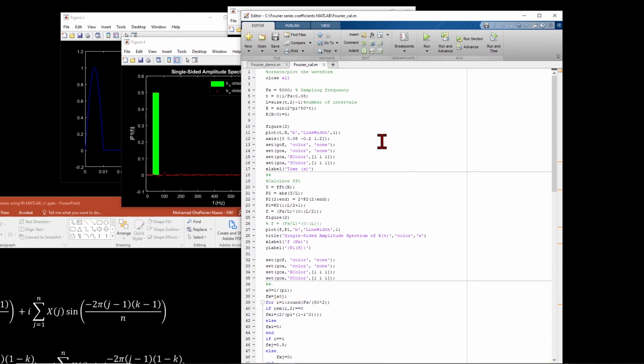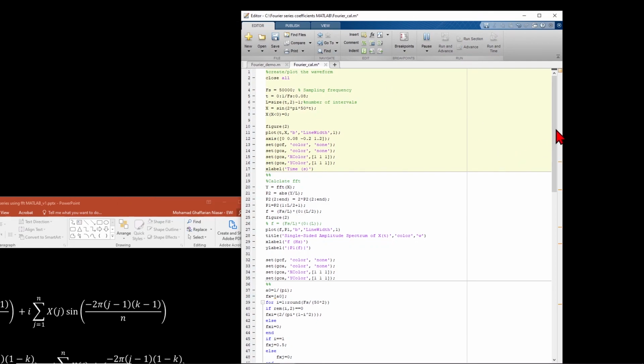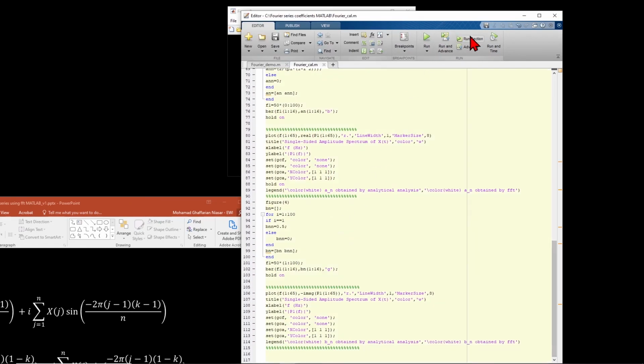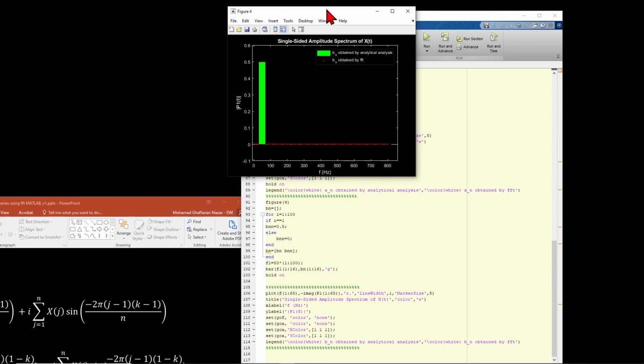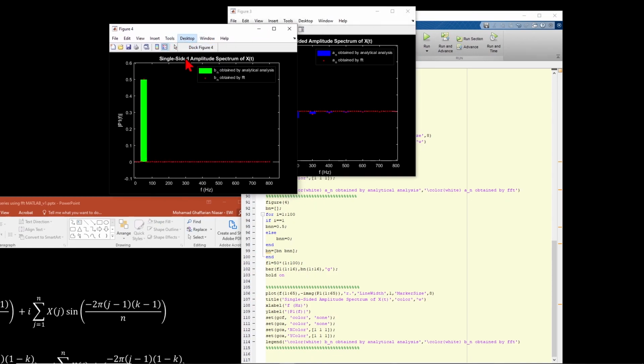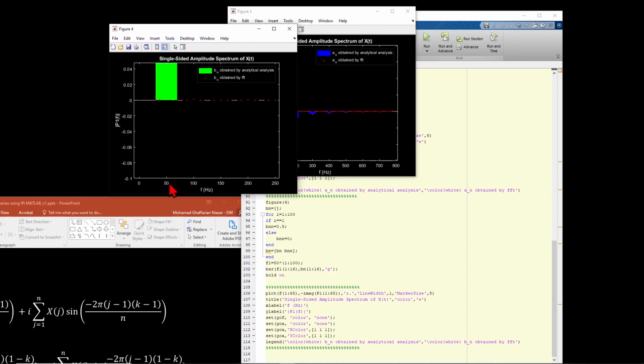So now if I increase the sampling frequency again, you notice that those values actually decrease. So now it's much smaller. Of course, they are still there, but it's one order of magnitude less.